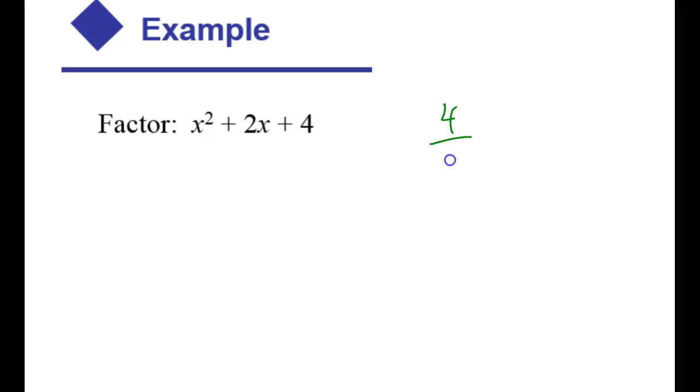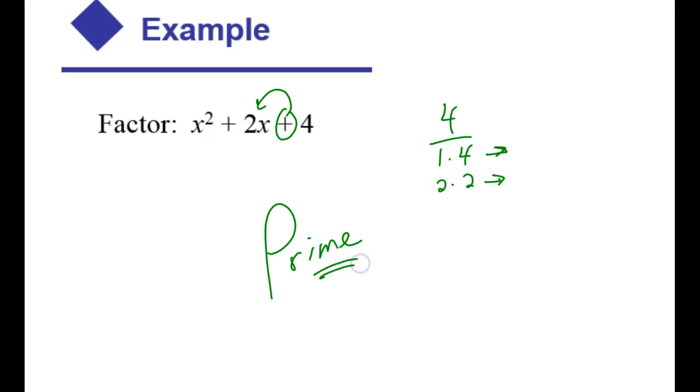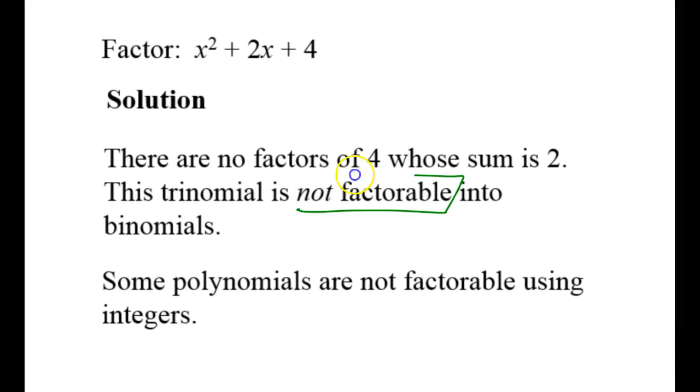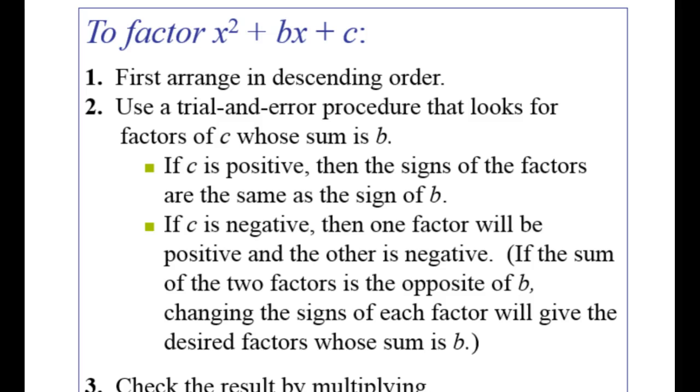So this one says factors of 4 that add up to 2. Well, this adds up to 5. This adds up to 4. There are none, so I would just say this is not factorable. And sometimes when things don't have any factors, we call them prime. So you could either say not factorable, or you could just write the word prime. I can't find factors of 4 that add up to 2.